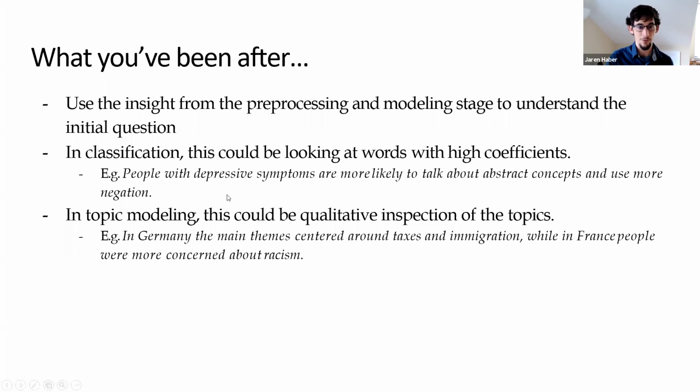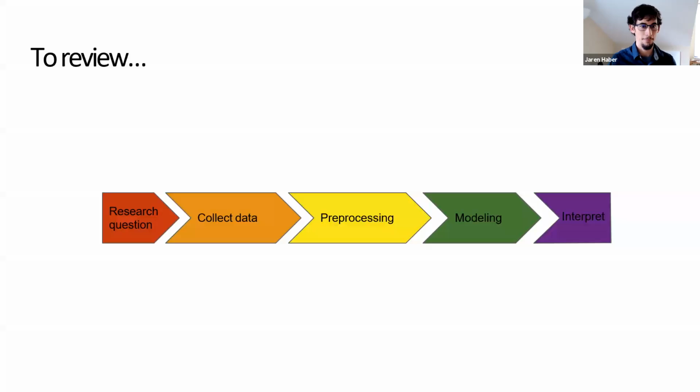In topic modeling, this could just be based on looking at the topics. In Germany, the main theme centered around taxes and immigration, while in France, people were more concerned about racism. So the nation that the text came from, the cultural context, could influence the tweets, as well as many things about that, political environment and so on. Topic modeling can tap into that. Okay, so to review, we just did that. You ask the question, you get the data, you pre-process it, you prepare it, you do some kind of analysis, and you interpret what you got.